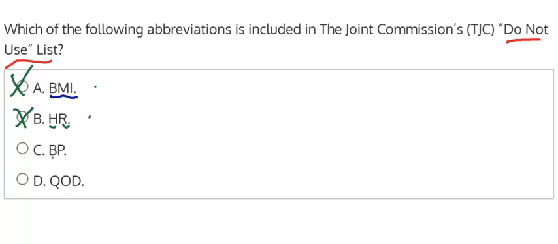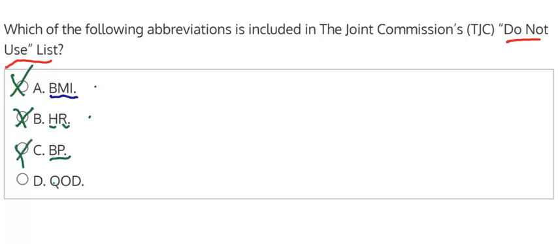C is saying BP, and that is a common abbreviation for blood pressure. So you might see when you look in their vitals chart, BP 100/60, for example. So that is an abbreviation we can use, so therefore we will eliminate it.